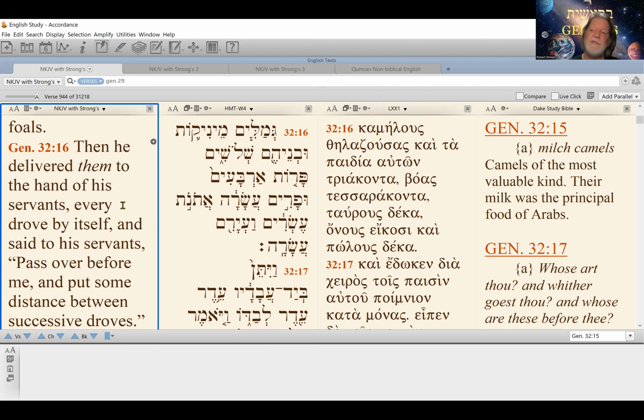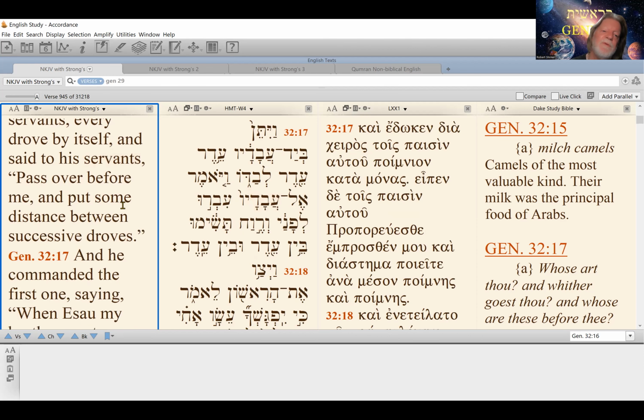And I think these servants are from the different camps, either 2 camps or 4 camps. The hand of his servants, every drove by itself. And he said to his servants, pass over before me and put some distance between successive droves. So he's sending his family members and servants ahead of him. It sounds like he's going to lead from the back.